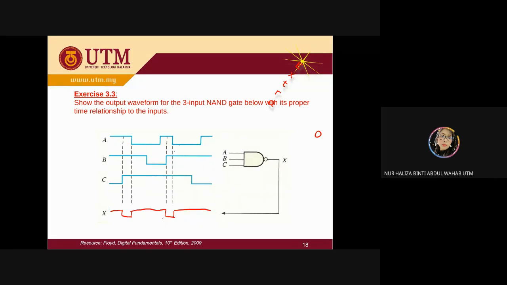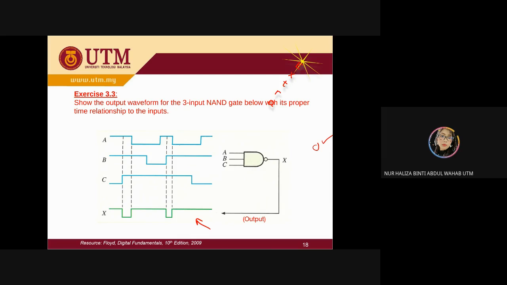If you cannot see what the value is, you need to add every single change for the input. You can see B changes at this part, A changes at this part. So you need to have different input values. That's why you need to put in all the dotted lines. Okay, so this is our output. What I put here is correct, 0. But when I draw, it's different.